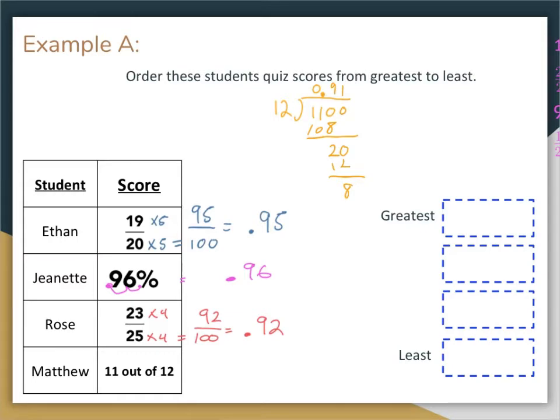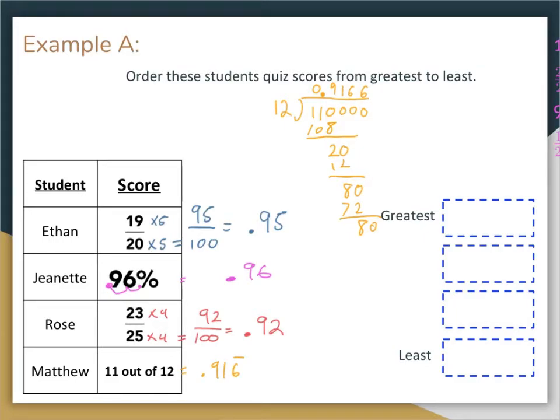12 doesn't go into 8 evenly, so I'm going to have to throw another 0 there. 12 goes into 86 times, so 12 times 6 is 72, which is going to give me 8 again, and then bring down my 0, and then I'm going to have to throw another 6 again, and it looks like it's going to be repeating from here on forward. So I know that my decimal is going to be around 0.91 with the 6 repeating.